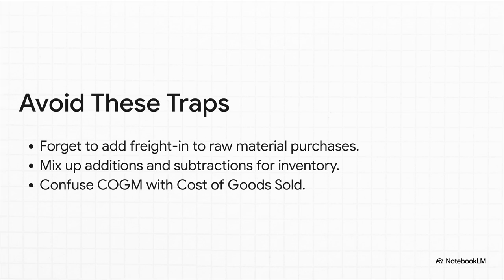Number 1, forgetting to add freight in to raw material purchases. Always remember, freight in is absolutely a cost of direct materials. Number 2, mixing up your additions and subtractions. You have to keep your beginning and ending inventories completely straight. Always add the beginning, always subtract the ending. And number 3, confusing cost of goods manufactured with cost of goods sold. Please never stop at COGM when the question asks for COGS. Remember, COGM is just an intermediate step.